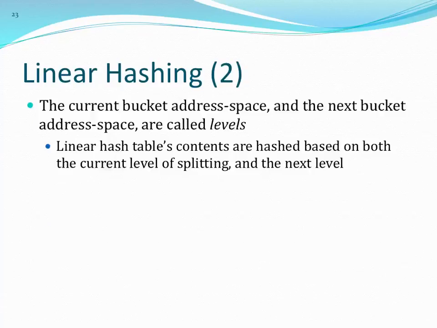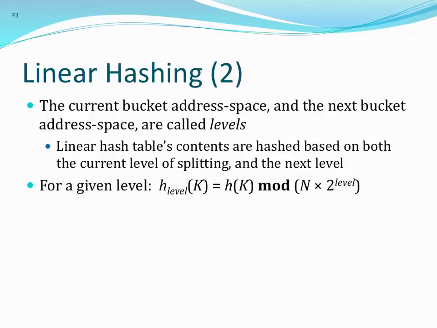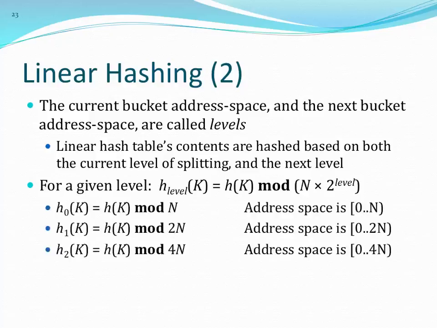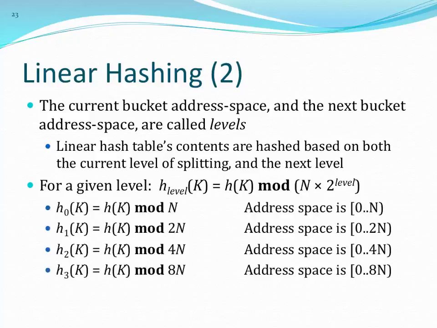So let's see how this works. We call these things levels, and so that's why we have h0, h1: the level 0 hash function, level 1 hash function, and so forth. And basically, you can easily see that this is the way that we create our hash function. So h of whatever level is going to be h of k modulo n times 2 to the level. So h0 is going to be just mod n, h1 is going to be mod 2n, 4n, 8n, and so forth. That's pretty easy. Nothing really complicated there.